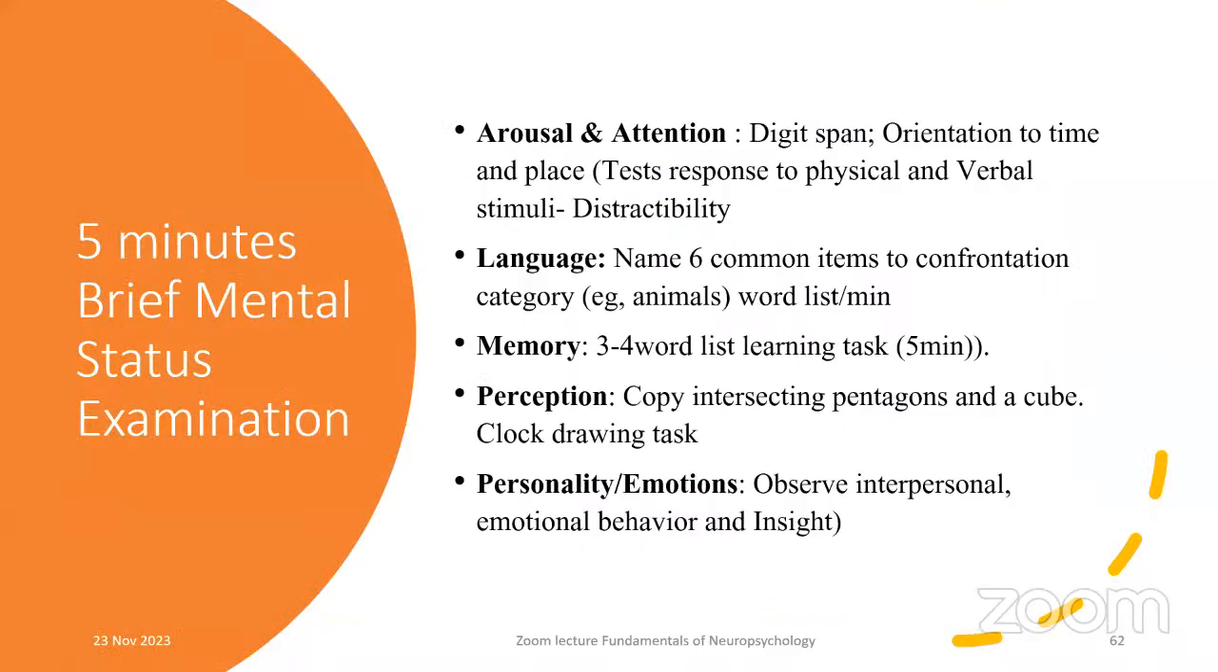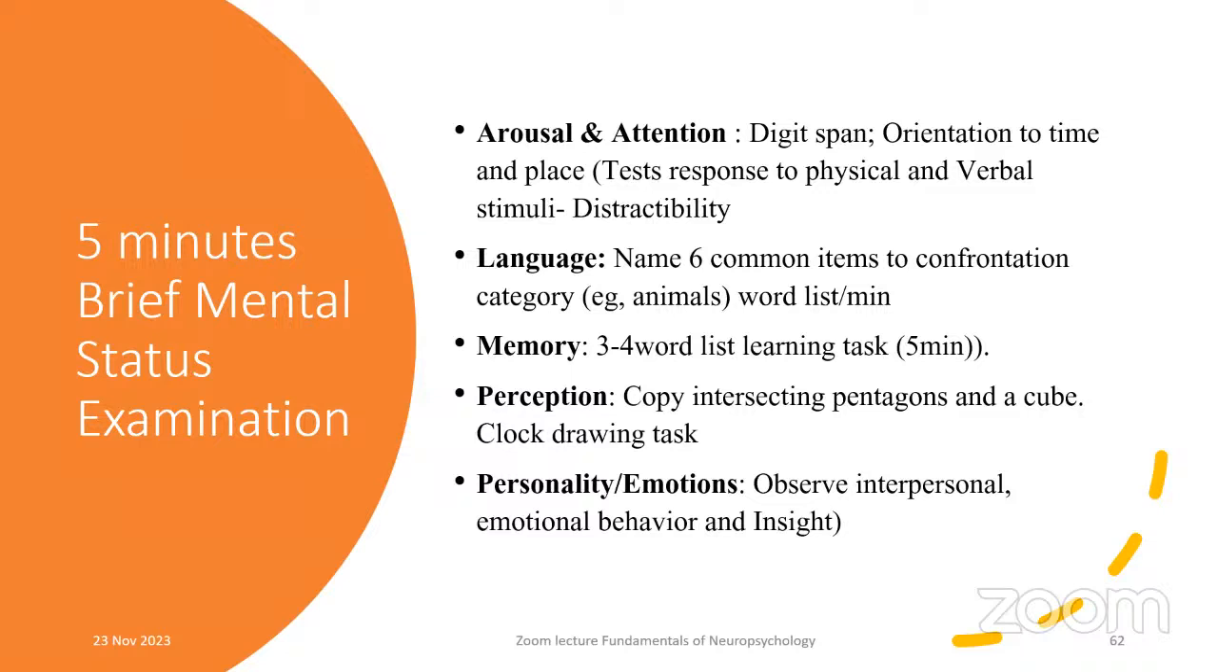The 5-minute brief mental status examination comprises these five important domains, which I initially mentioned. Arousal and attention are tested with digit span, orientation to time and place. And these test response to physical and verbal stimuli. There may be distractibility, so be careful. Name six common items to confrontation. Category fluency: animals, word list per minute. How many words a person can say in a minute is about 100 words. List learning task of 3 to 4 items for 5 minutes.